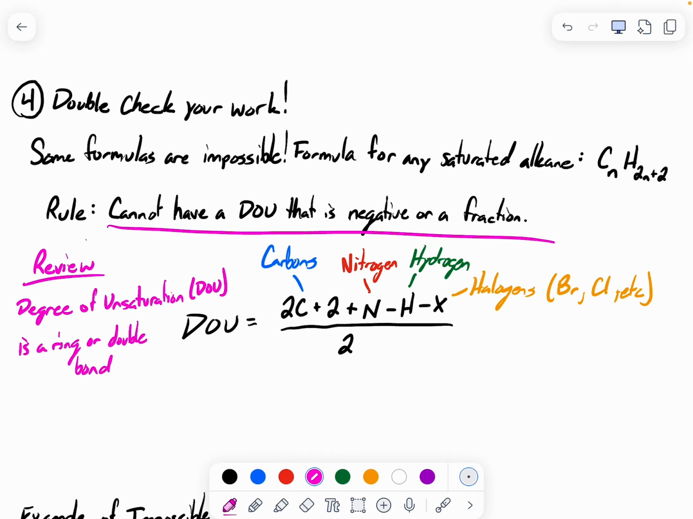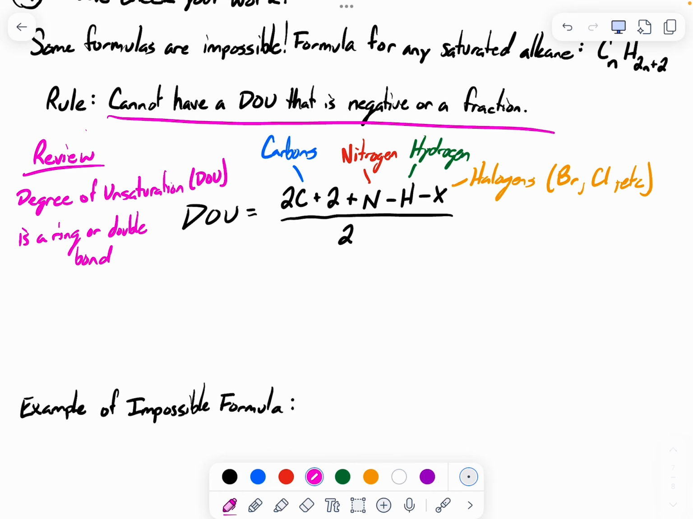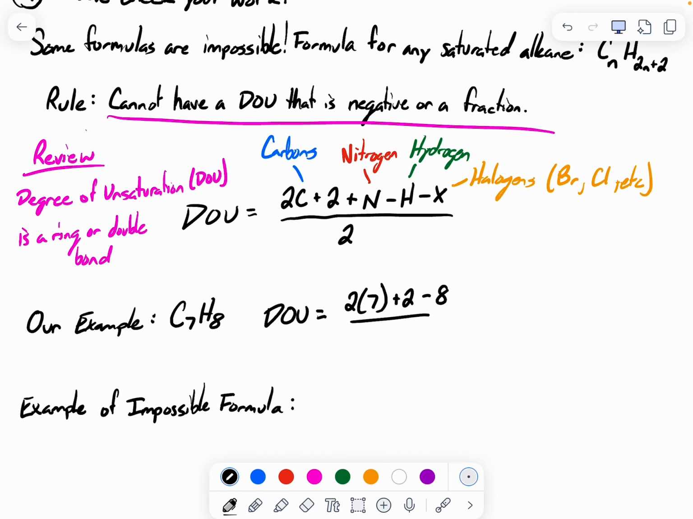So let's do it with the formula that we actually just came up with. Our example was C7H8. If we plug that into the DOU formula, our DOU in this case is 2 times the number of carbons, so 2 times 7, plus 2, minus, we have no nitrogens, we have no halogens, it's just hydrogens, so minus that 8, divided by 2. You get 14, 16, minus 8 divided by 2 is 4. So the DOU for this example is 4. That is a valid DOU.